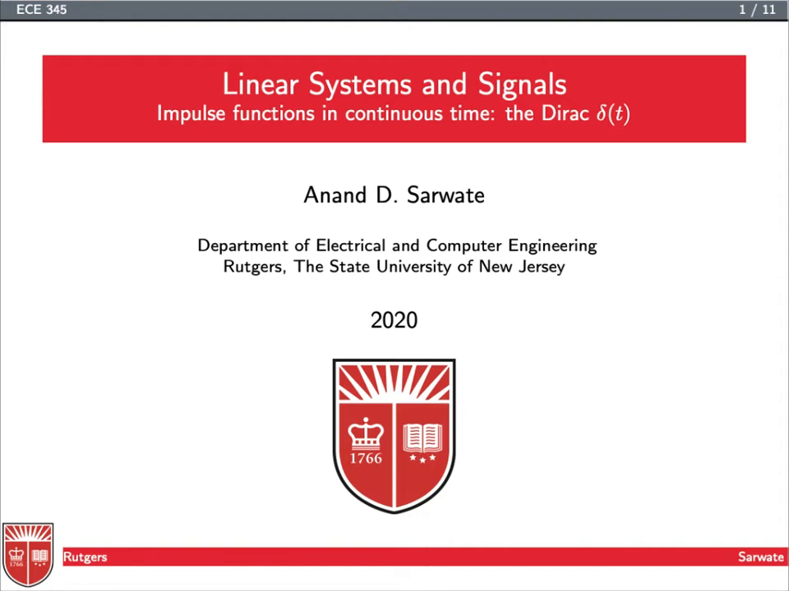So the next signal we're going to look at is the continuous time impulse function, or the Dirac delta function. It's named after Paul Dirac, who was a French mathematician and physicist, I guess. It's a bit more complicated to think about than the discrete time Kronecker delta function. So this presentation is going to be a little bit longer than our standard presentation so far.